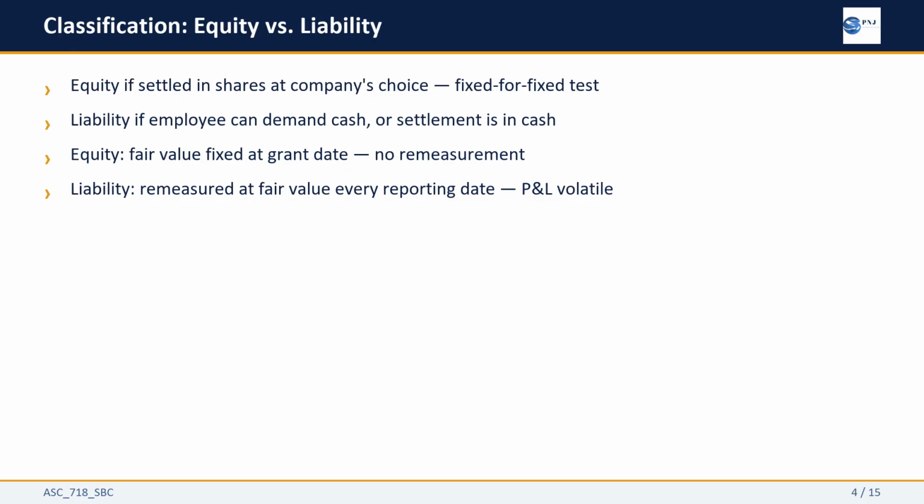The equity versus liability classification decision is the most consequential technical choice in ASC 718. Equity-classified awards are measured once at grant date fair value, and that amount never changes. Liability-classified awards are remeasured at every reporting date, creating ongoing income statement volatility that tracks the stock price. The classification test comes down to one question: who controls settlement form? Equity requires the fixed-for-fixed test, a fixed number of shares for a fixed price. Any variability in either dimension, or any right for the employee to demand cash, creates liability classification.